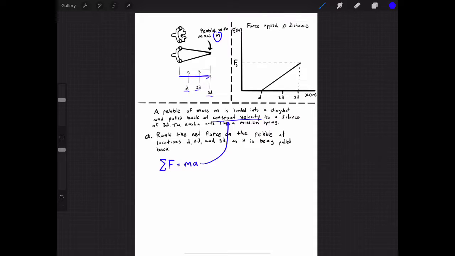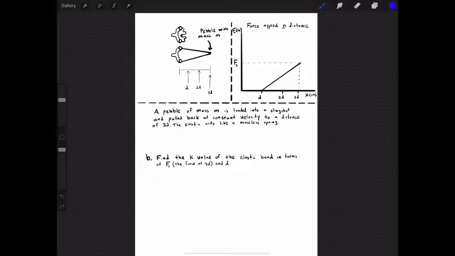So what does that mean? That means the net force equals mass times 0, which just equals 0. So what does that mean? That means that the net force at D equals 0. The net force at 2D equals 0. And the net force at 3D equals 0.